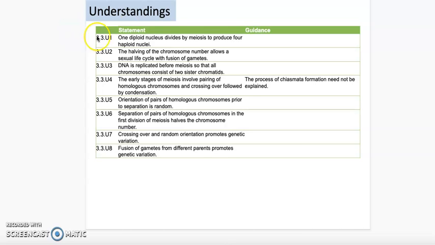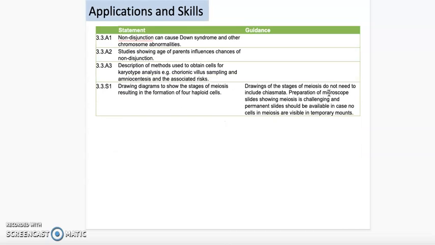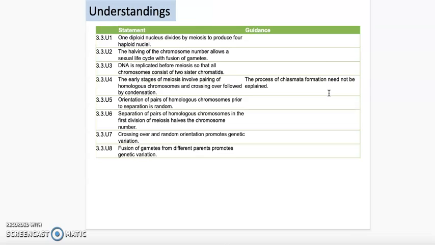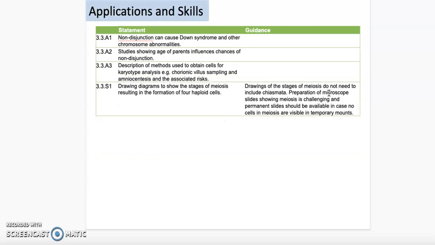And then, of course, I think that the guidance is really important to look at as well, in terms of it provides a lot of information as to how far you should actually go into the material. So it can be really useful to read those sometimes. And then if we go, these are all the understandings, right? The things you need to know. And then we go into applications and skills. So these are the things that you actually have to be able to apply.